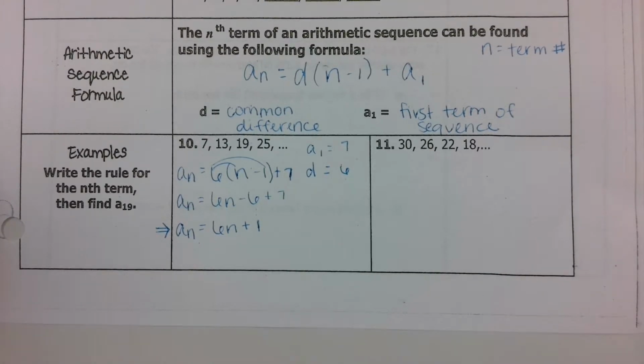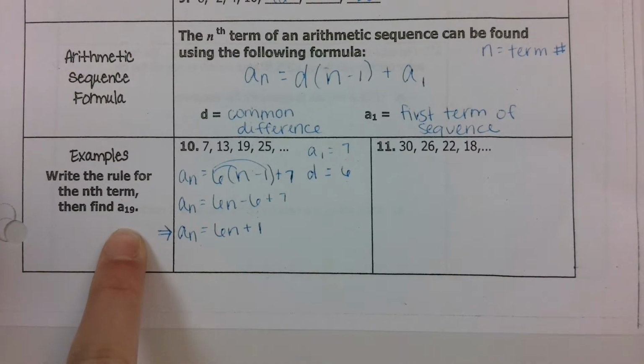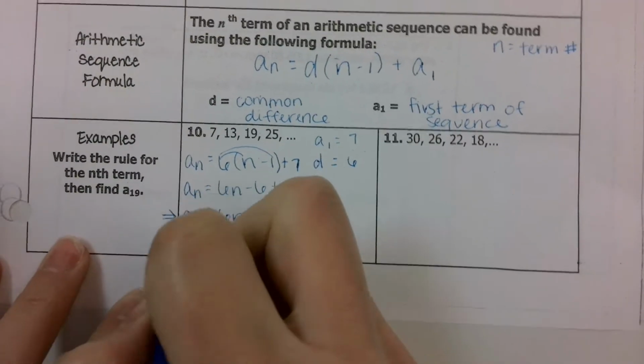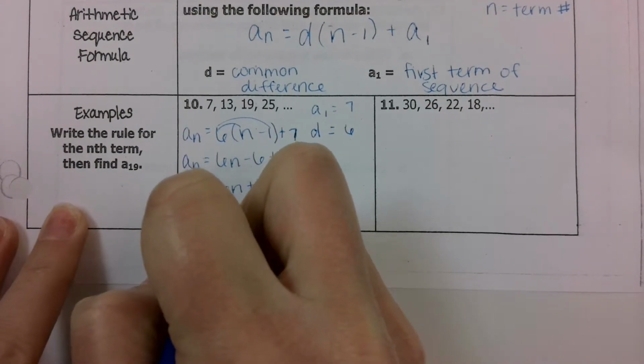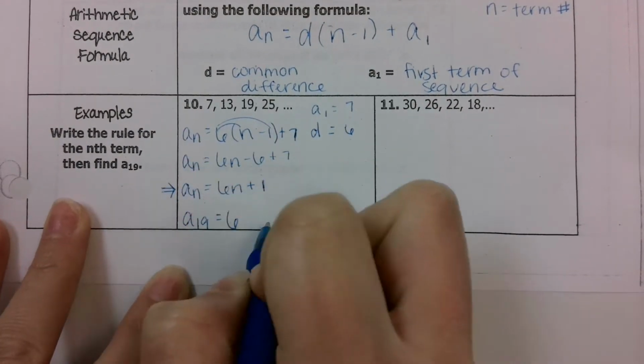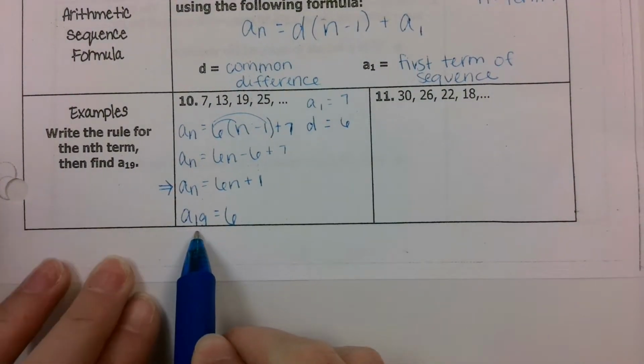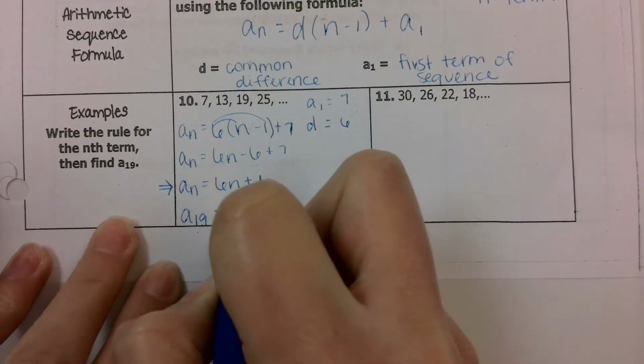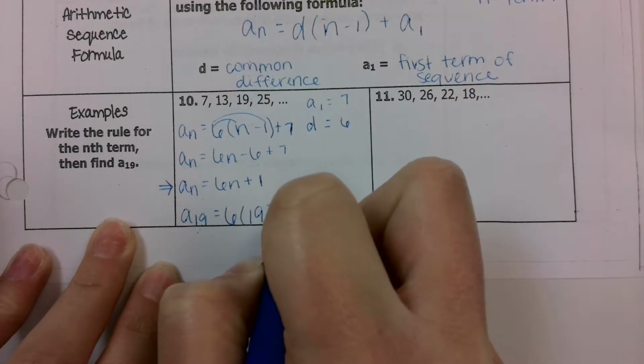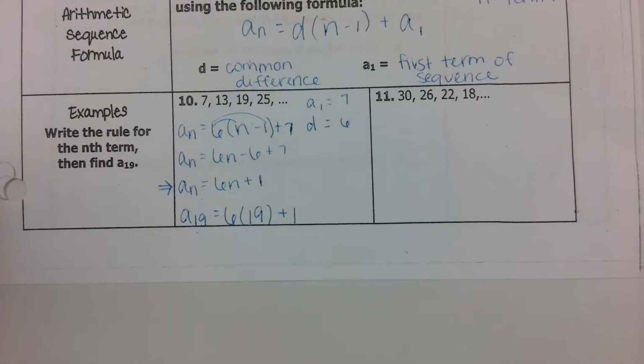Correct. You would put 1,000. We want to find the 19th. So what are we going to put? 19. So we're going to do A sub 19 equals 6 times n. And what was the n that we replaced? 19, plus 1. Is that all right? Yeah? So the number that you're trying to find is what you plug in for the n. Correct. Any other questions right now?